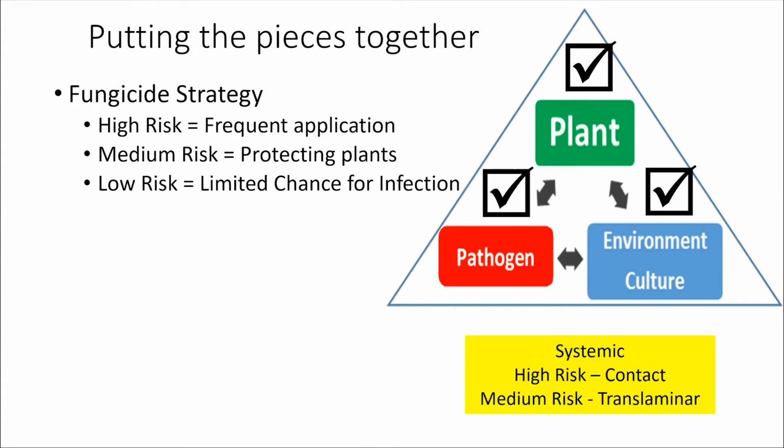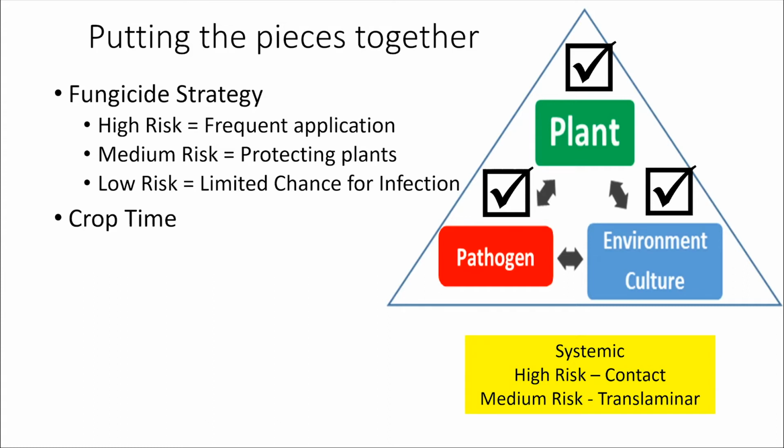The next thing we need to look at is, when we have these different risk strategies, we basically can be using a systemic at all times. So we're always protecting the plants. But if we have a high risk, we basically should be thinking about contact, and with a medium risk, we probably should also be looking at translaminars to protect those plants.